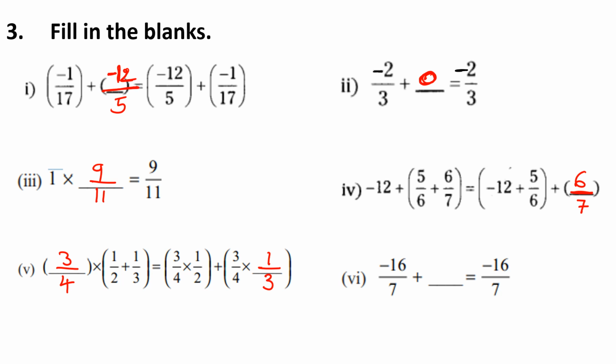Okay, now the sixth one, minus 16 by 7 plus dash equals minus 16 by 7. This is according to that second problem only. So now we should keep 0 here. Minus 16 by 7 plus 0 equals minus 16 by 7, the number itself only, when we add 0 to any rational number, right? Okay.